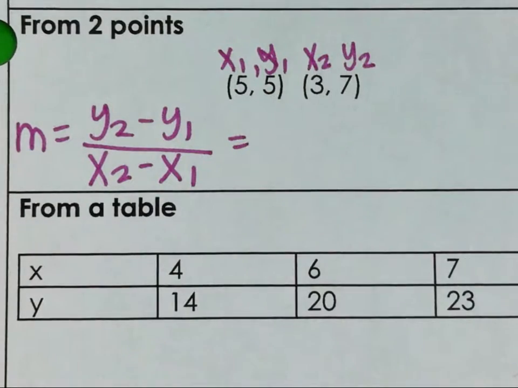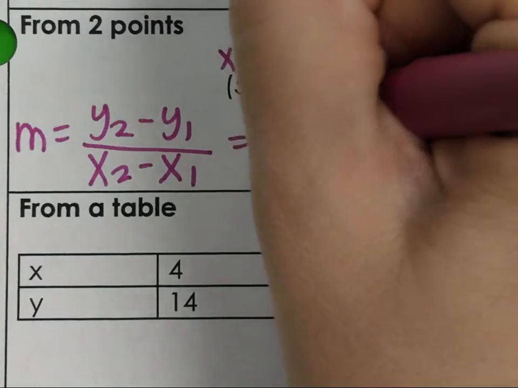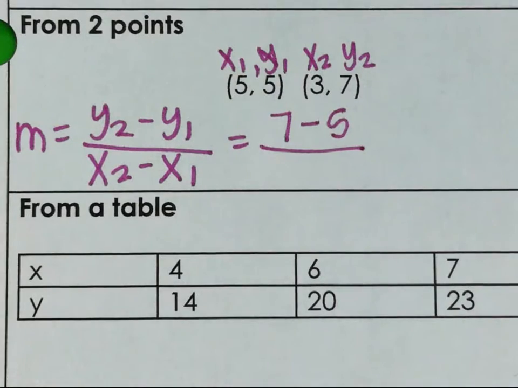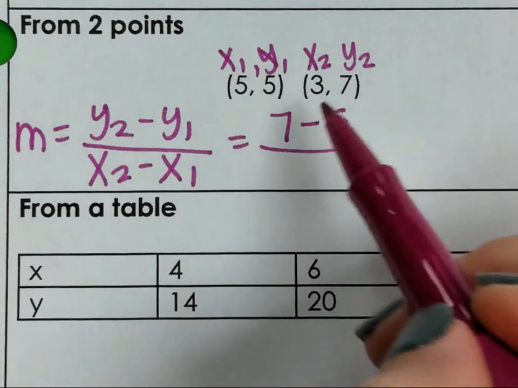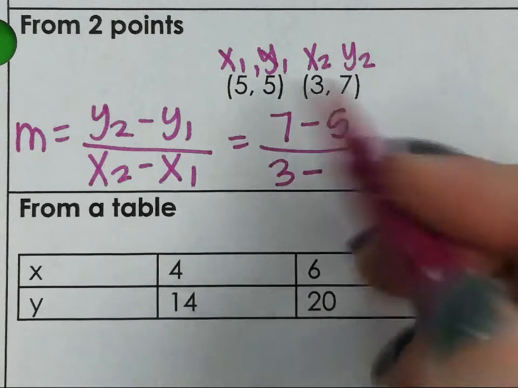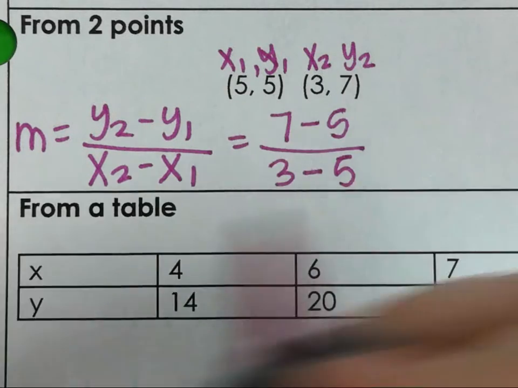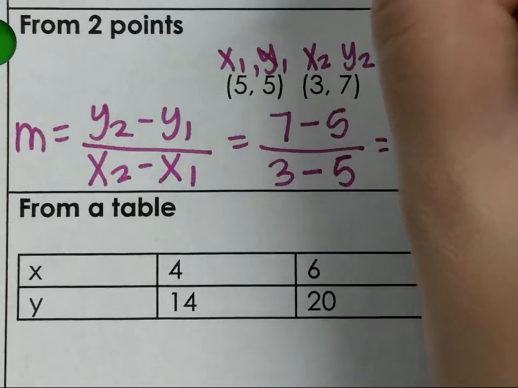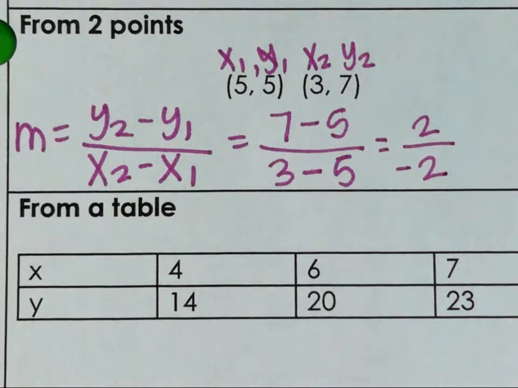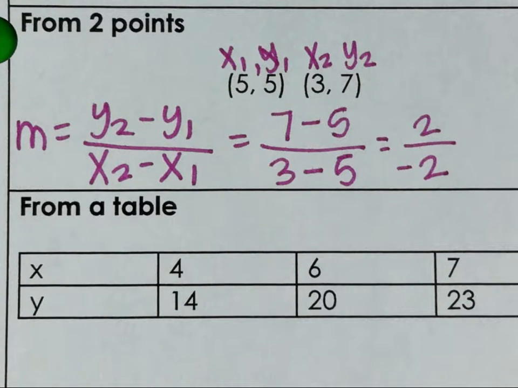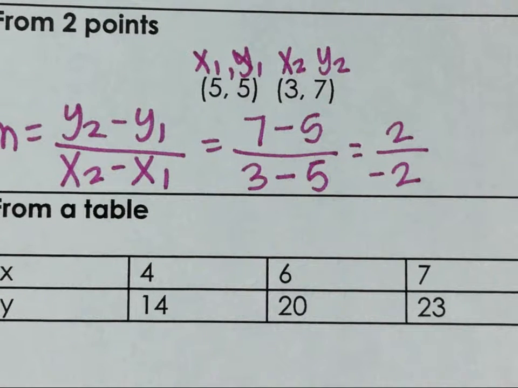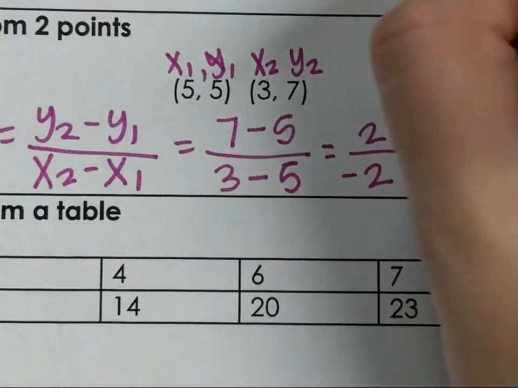So what did I say y2 is? 7. So 7 minus y1, 7 minus 5. And then x2 is 3 minus x1, which is 5. So that gives me 2 over negative 2. Remember, slope always needs to be in simplest form. So what is 2 divided by negative 2? 1 over negative 1, or just negative 1. So my slope is negative 1.